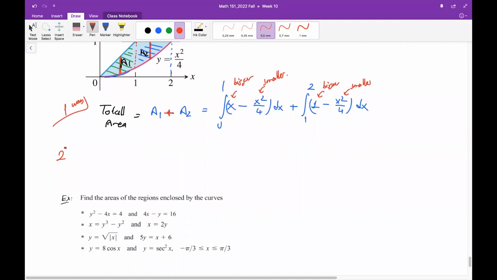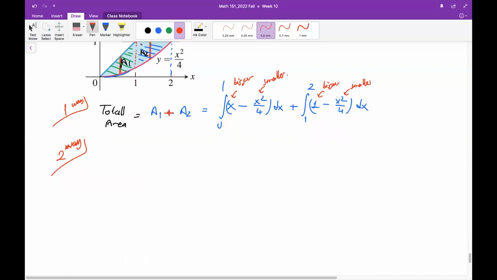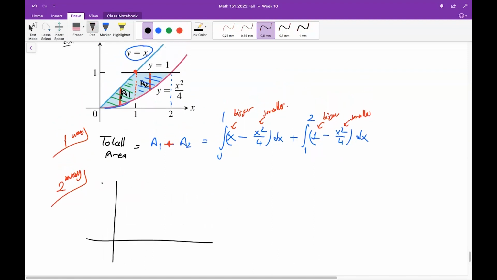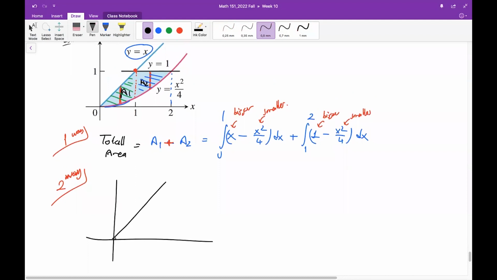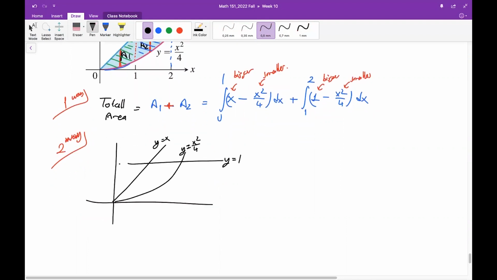Second way is to consider this total shaded area with respect to y, not with respect to x. So let me draw the same curves again, like this and this. This time, this is the y equals x line. This curve is y equals x squared over 4, and this is y equals 1. This point is 1. All the details are given there.